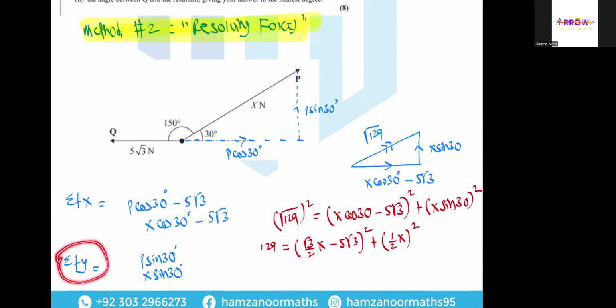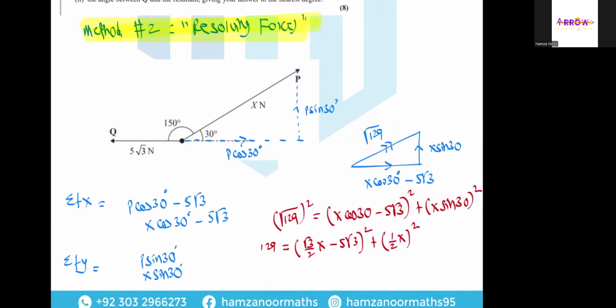Anyways, we need to find the sum of the forces acting vertically. So P sine 30 is acting upwards. The magnitude of P is X, so X sine 30. In this way, we have found the sum of the forces acting horizontally and vertically. So when you consider the resultant force, which is under root of 129, its horizontal component is x cos 30 minus 5 root 3, and it is acting towards the right.